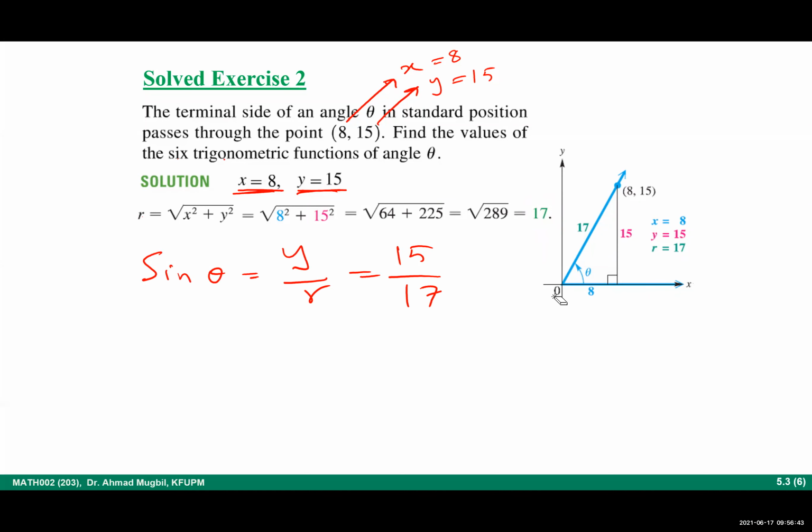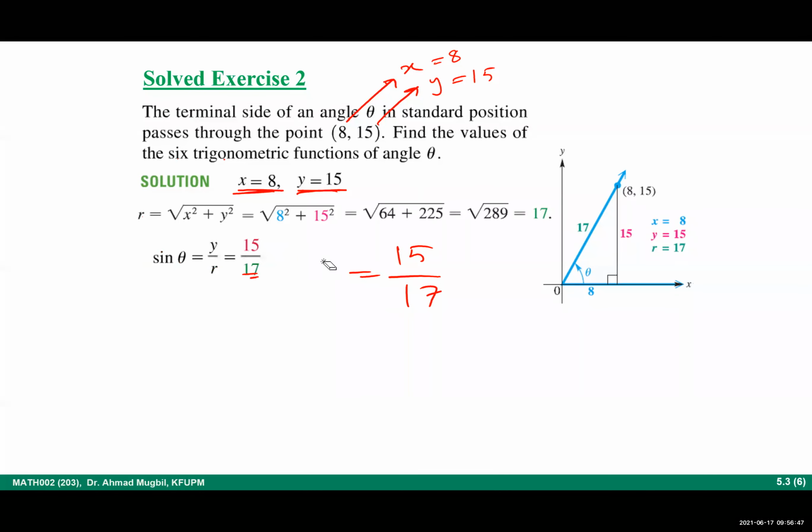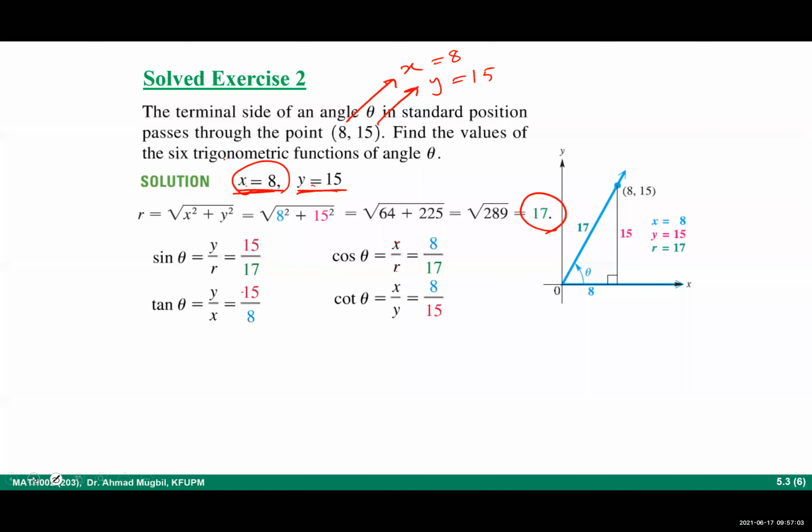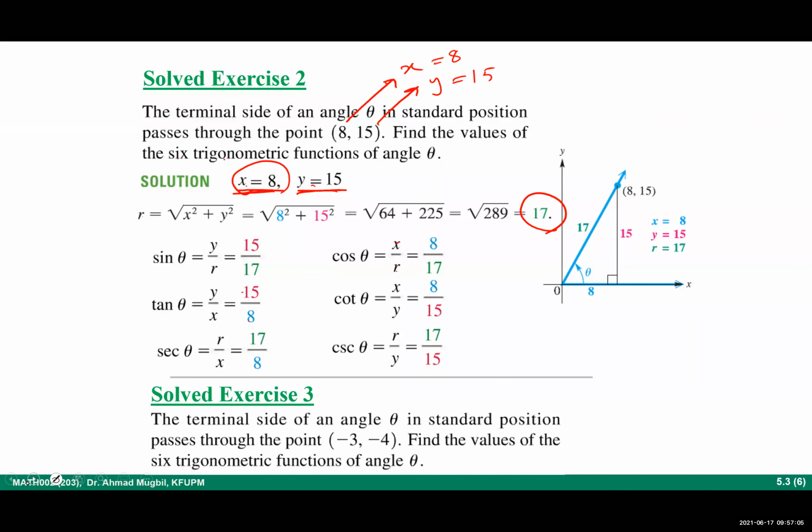This is now the generalization of the definition. We are dealing with them as functions, not necessarily angles of a right triangle. Cosine theta is X over R. This is X and this is R. Divide. Tangent will be Y over X, 15 over 8. For the others, of course, no need. You can just take the reciprocals.